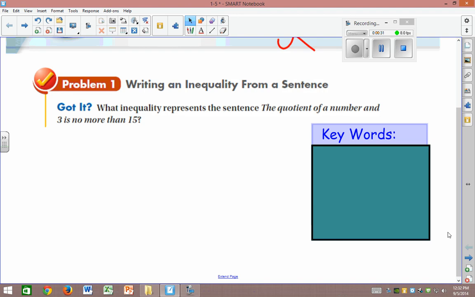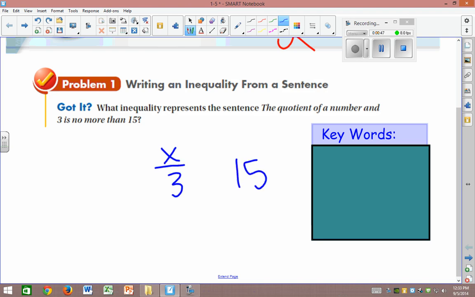What inequality represents a sentence? The quotient, that means division, of a number and 3, so that's what we're dividing, is no more than 15. Okay, so quotient, the number and 3. No more than. That means it has to be less than, right? Yes. Or can it be equal to? Well, 15 is not more than 15. So it can be equal. So that's when you put the line under.